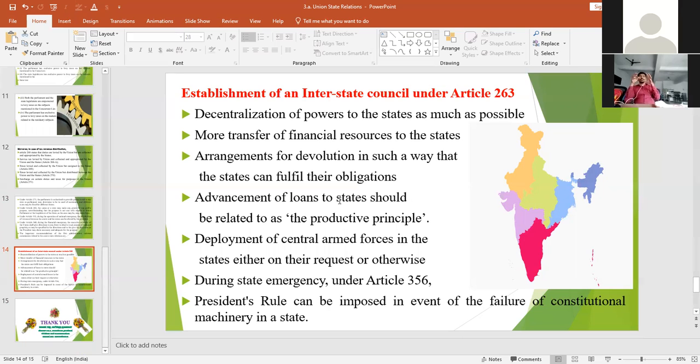Here, advancement of loans to the states should be related to productive principles. These kinds of functions are performed by the interstate council, which is mentioned in Article 263. And there is the deployment of central armed forces in the state when they are required. For example, if some natural calamities take place in the state, then along with the state forces, the central forces also come to the state.